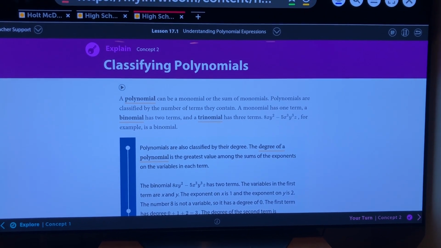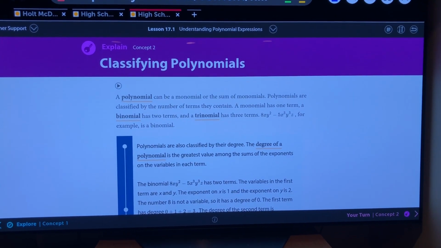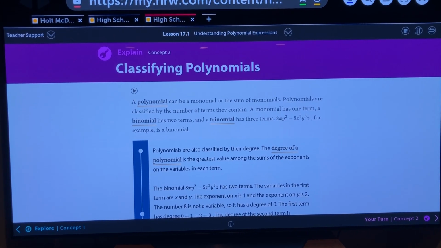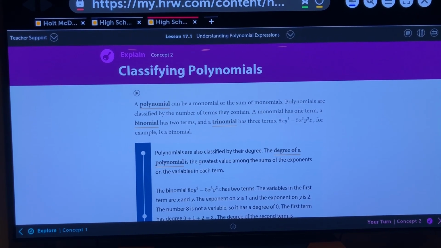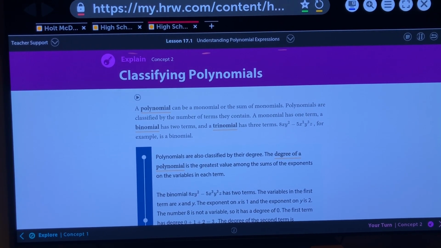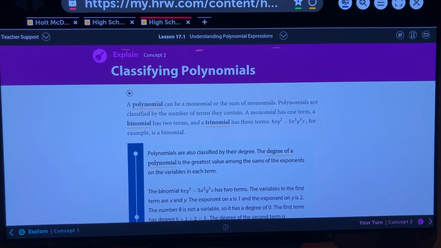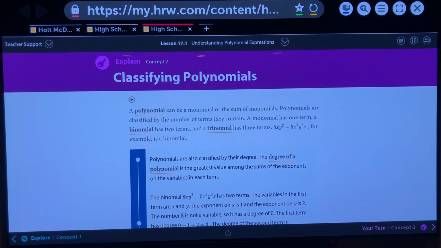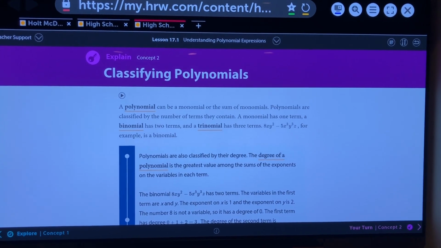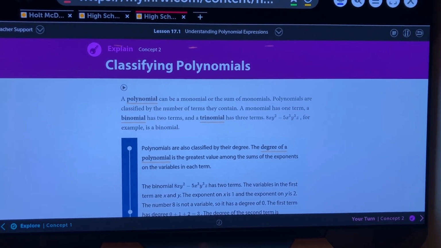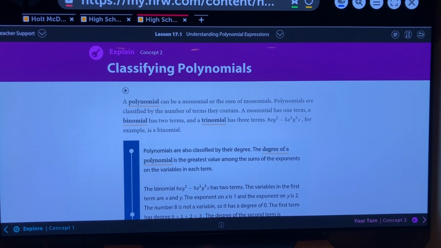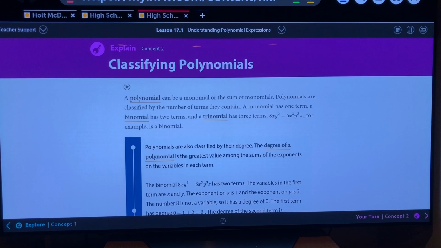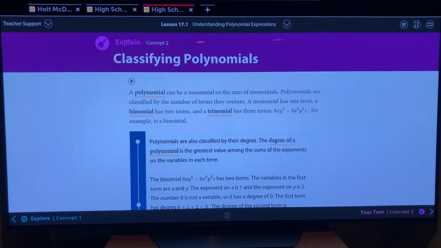Okay, with regard to classifying polynomials, a polynomial is going to be anything that's more than 1 term. But we also know that a binomial has 2 terms and a trinomial has 3, but actually they're both termed polynomials as well. Normally we use the term polynomial to classify those with 4 or more terms, since binomial and trinomial are more specific.